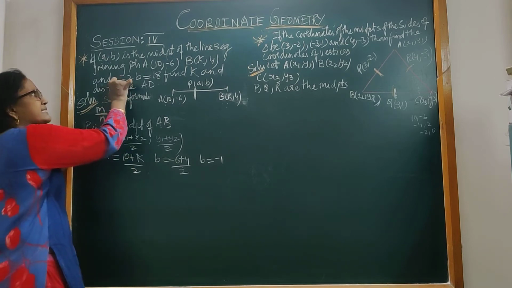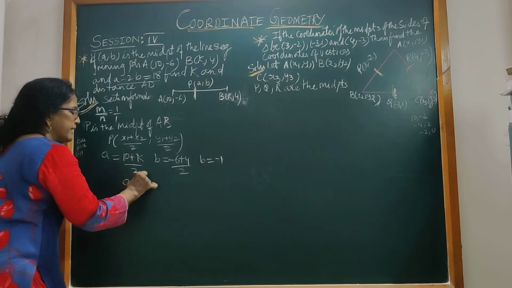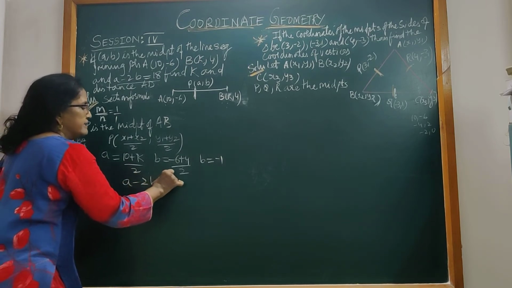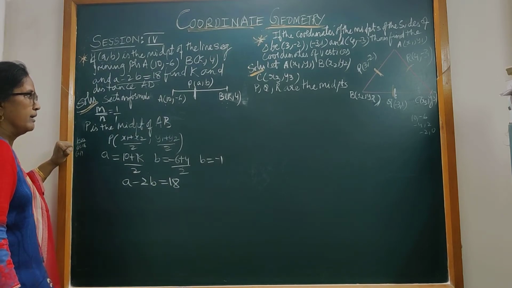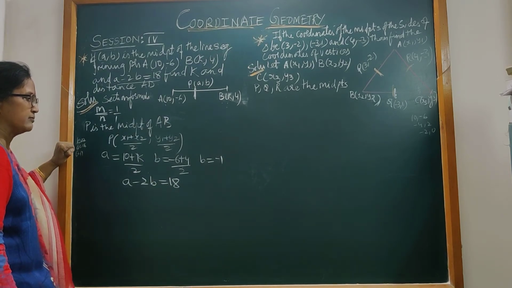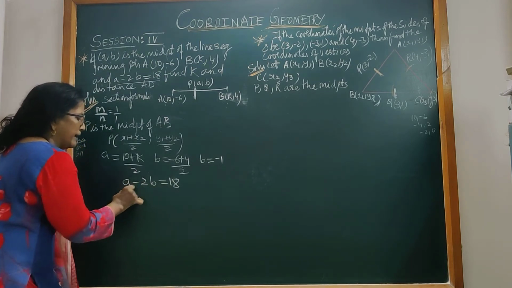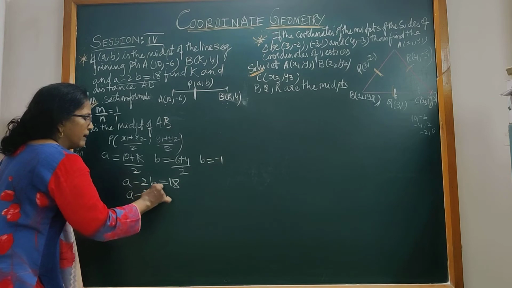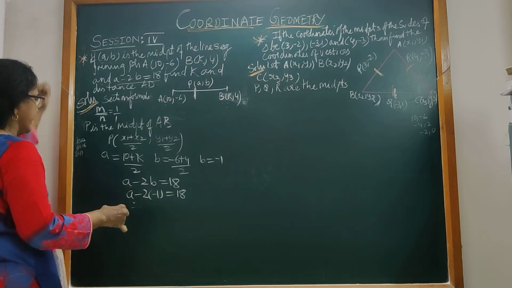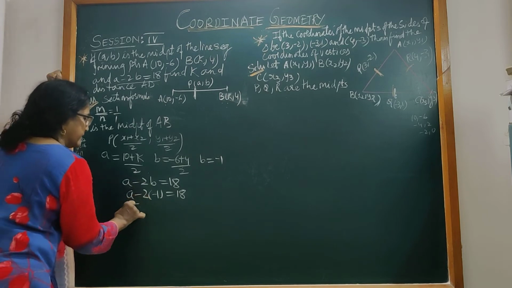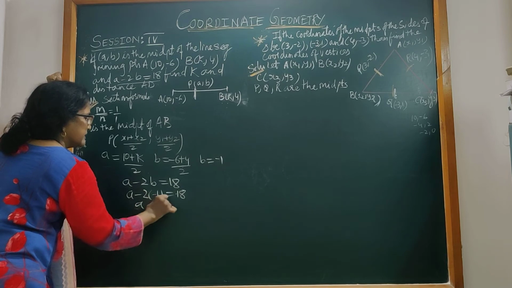Now, further it is given that a minus 2b is equal to 18. Now, when b is given as minus 1, I can put the value here. a minus 2 into minus 1 is equal to 18. Therefore, your a value will become 16. Therefore, a is equal to 16.